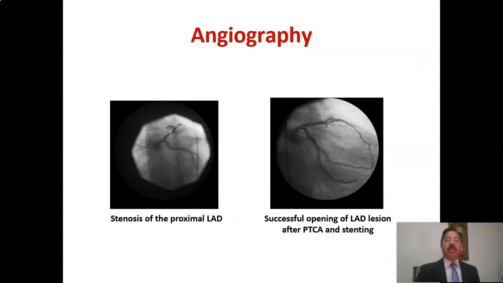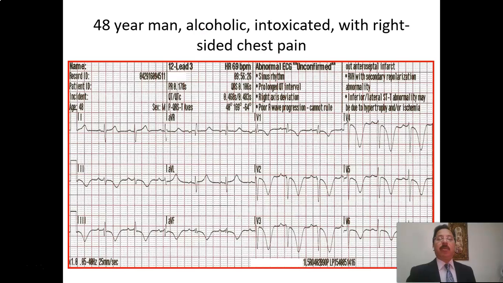So this patient was taken to the angiography, and successful opening of the left anterior descending artery lesion was done after PTCA and stenting. You can see this is a blockage and it was opened. So it's very important that before sending the patient home, take an ECG, if the patient comes with unstable angina.